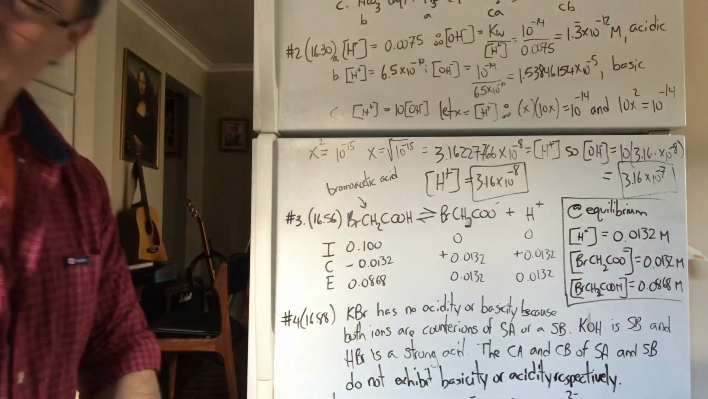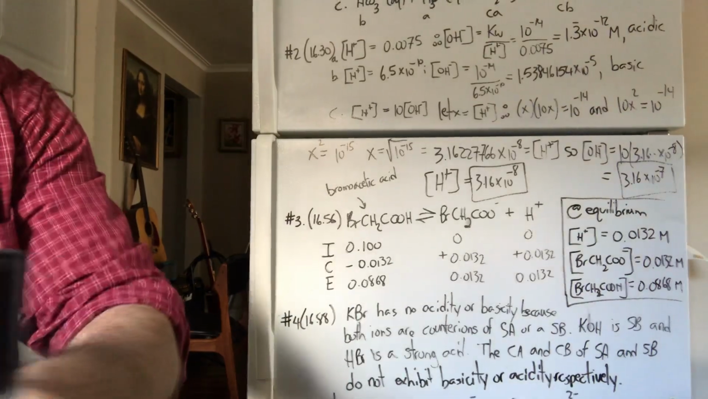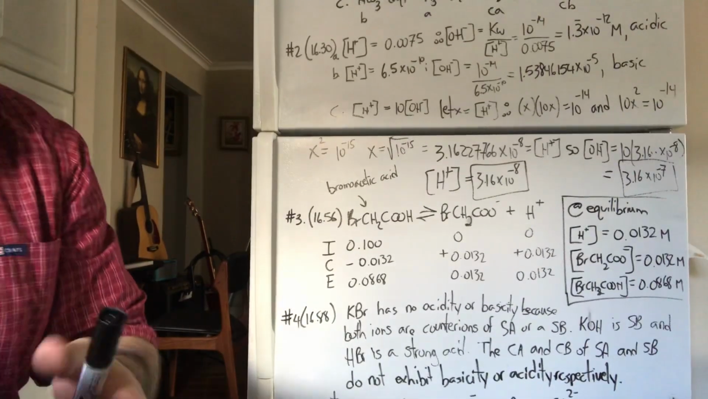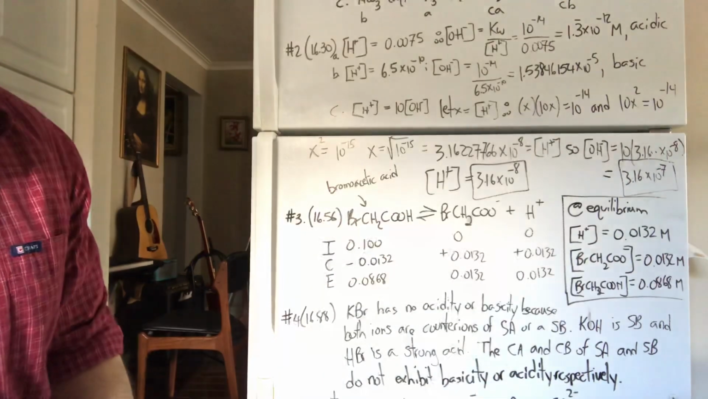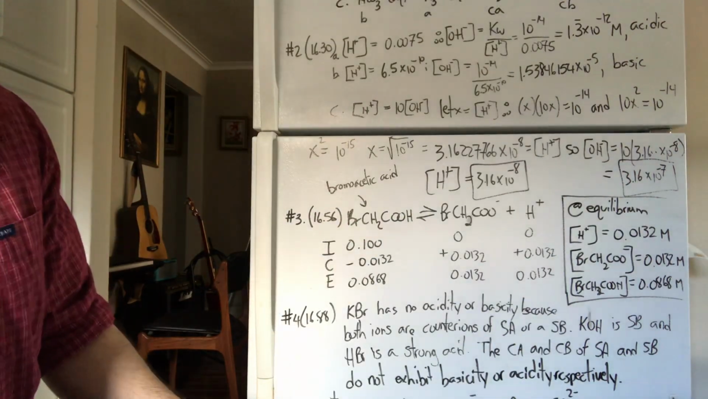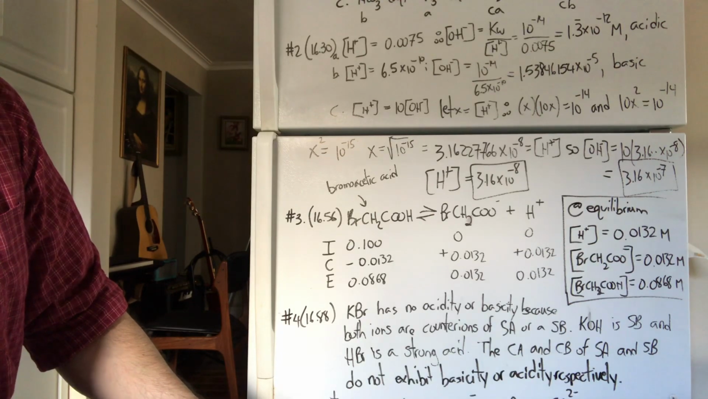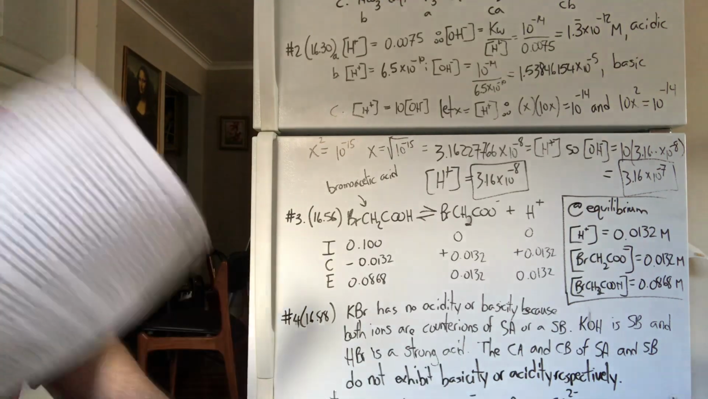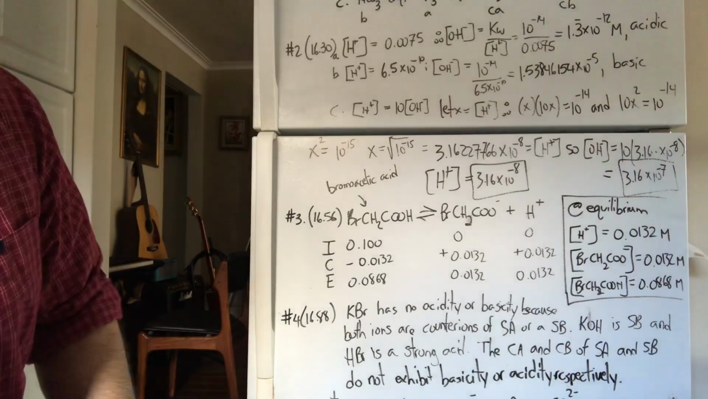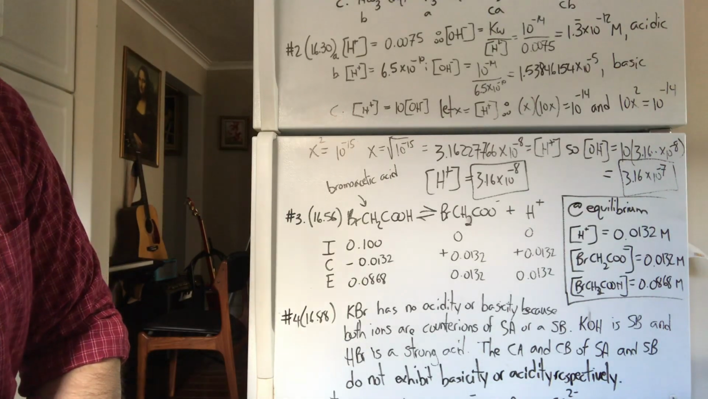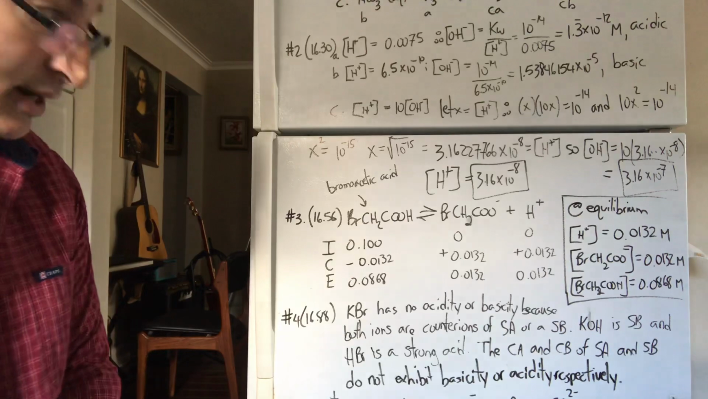So, question 1688 asks you to identify an unknown based on some conditions. It says an unknown salt is either potassium bromide, ammonium chloride, potassium cyanide, or potassium carbonate. If a 0.1 molar solution of the salt is neutral, what is the identity of the salt?